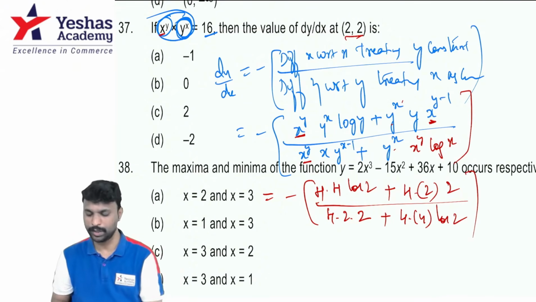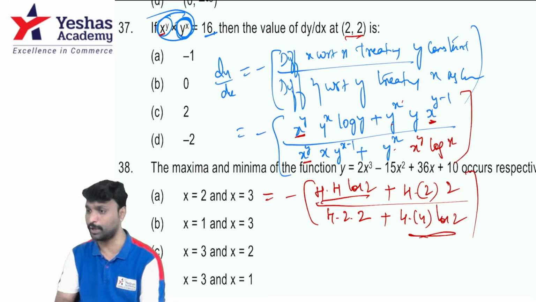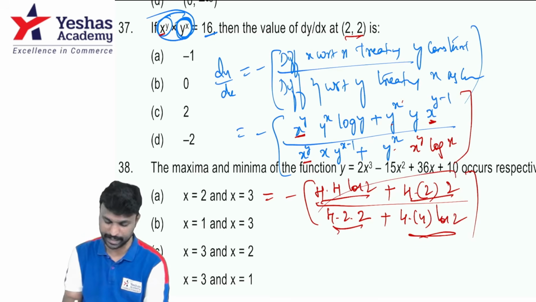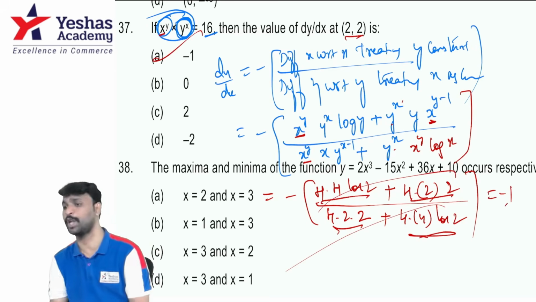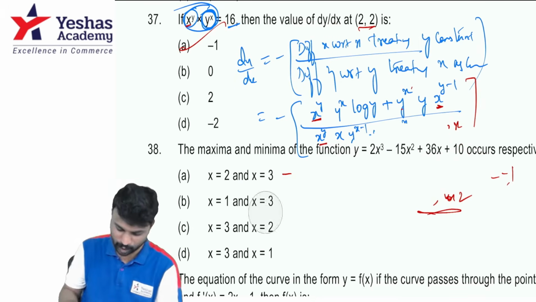If you look, both numerator and denominator have the same term: 4 into 4 into log 2, 4 into 4 into log 2, 4 into 2 into 2, 4 into 2 into 2. That means the same numerator and denominator, so obviously the answer is minus 1. Guys, if you solve it in a conventional way, the exam will get over, right? So hope you have understood. Moving on to the next question.